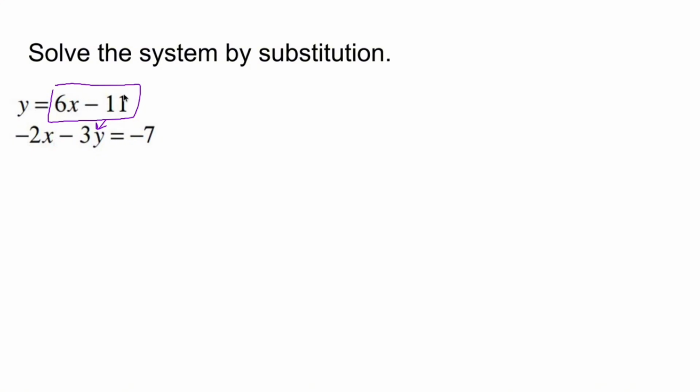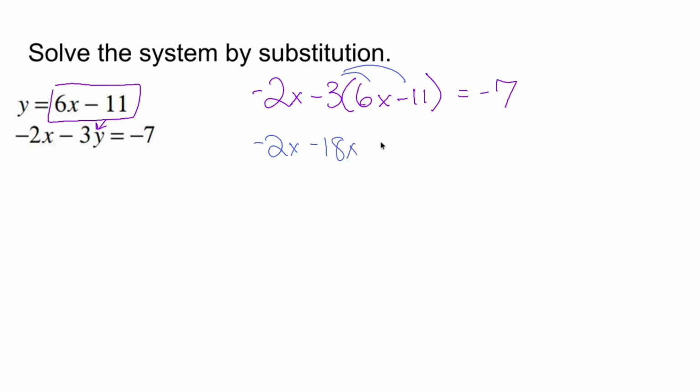Y is 6x minus 11. So I'm going to write the other equation and turn y into parentheses 6x minus 11, because y is 6x minus 11. Okay, so I rewrote this bottom equation and replaced y with 6x minus 11. The rest is just an ugly math problem. Distribute, that gives us -2x minus 18x plus 33 equals -7. Combine like terms on the left, -2x and -18x make -20x. Drop down plus 33, drop down the equal sign, drop down -7.